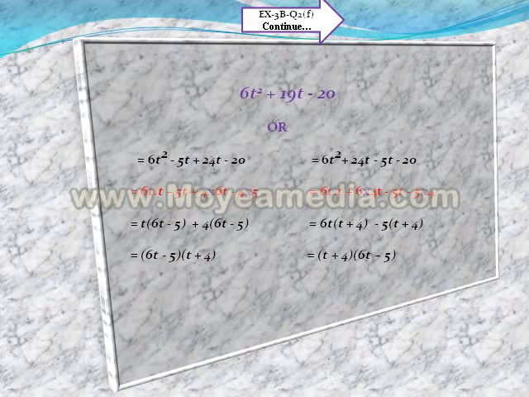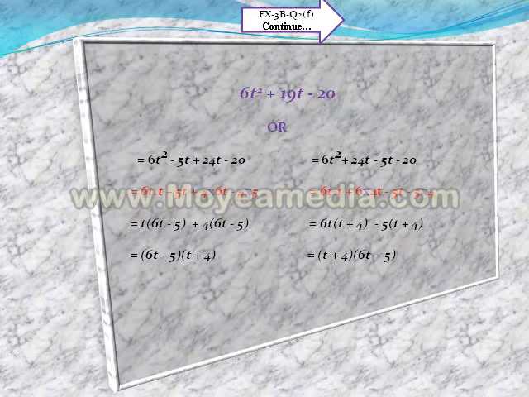And here's the final step. So on the left side 6t minus 5 is common. What remains inside is t plus 4. On the right side t plus 4 is common. What remains inside is 6t minus 5. So far in all the previous questions of the previous lectures, you have seen that when you are at the second last step, all the time there is a common element there. Like on the left side you see 6t minus 5 is common in both the terms. On the right side t plus 4 is common.